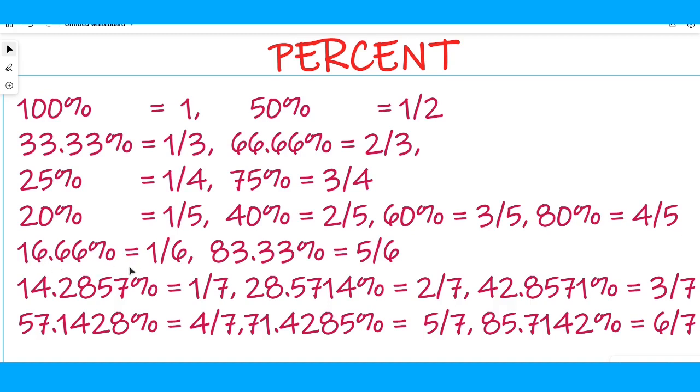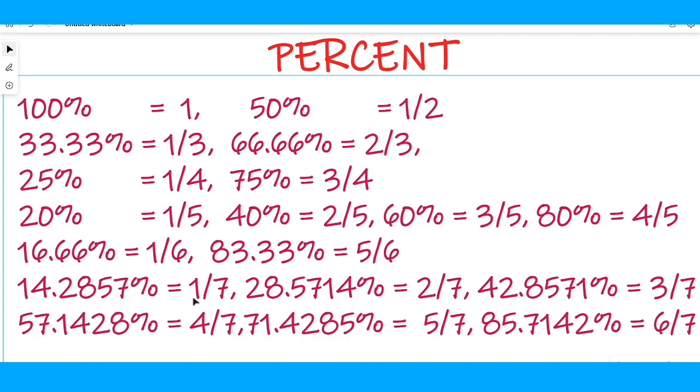16.66% is 1 upon 6. 2 upon 6 is 1 upon 3, which is 33.33%. Now 5 times of 16.66% is 83.33%, which is 5 upon 6. This way we can calculate 16.66% or 83.33% by converting it into fractions, which is 1 upon 6 or 5 upon 6.